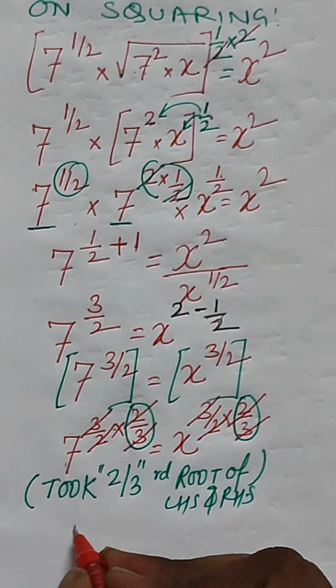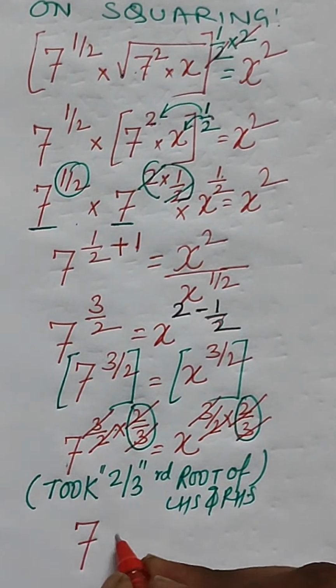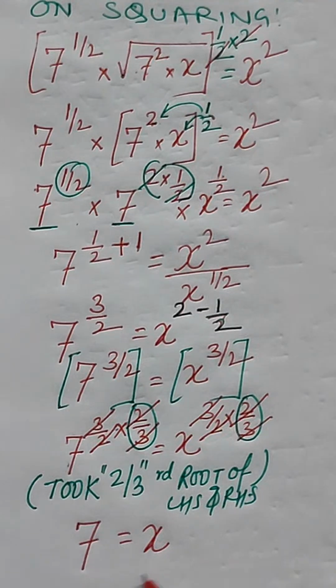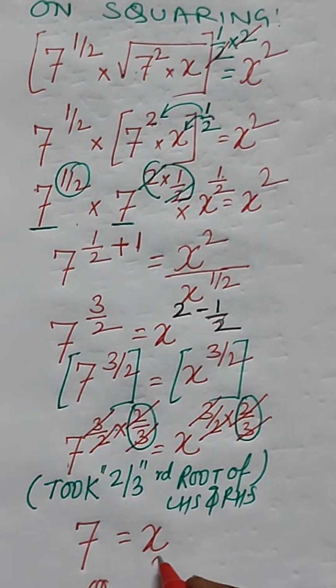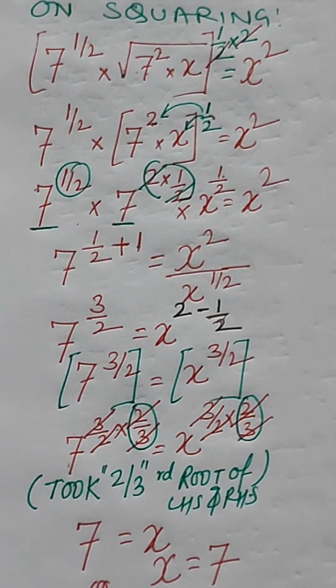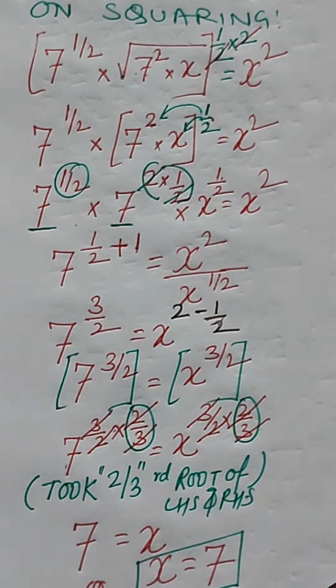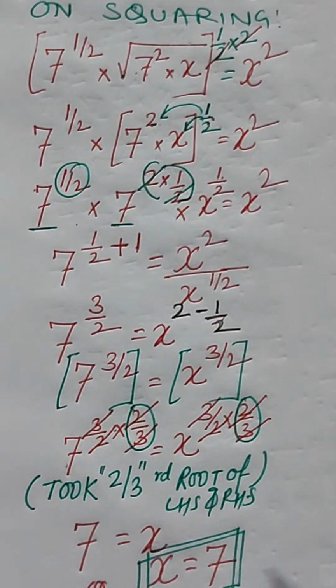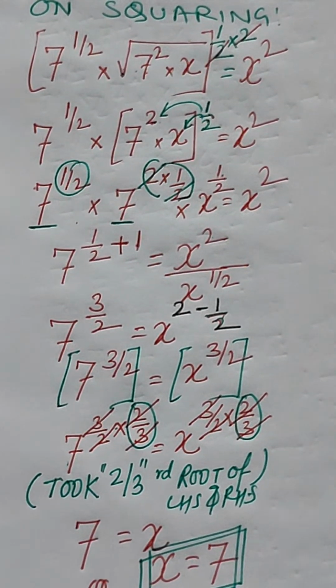So this will give you the value of 7 as equal to x, or we can write x as equal to 7, right? In this way we have solved this question, right? For any query you can put it into the comment box, students.